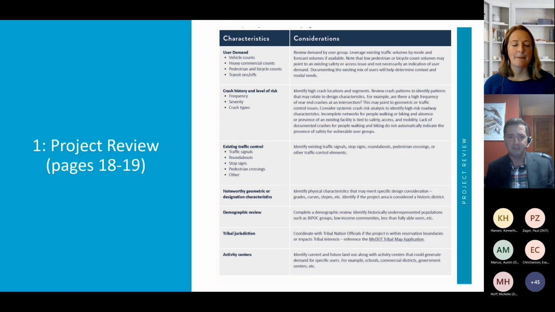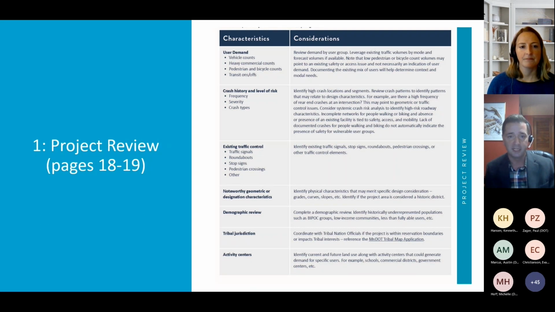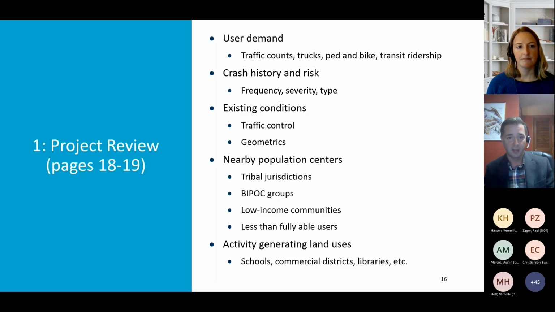So we're going to do kind of a deep dive into each of those steps. And then the next session is we're actually going to do some practice with the tool in a case study in our small group. So we're going to get to play with this a little bit. But here's the first step. It's the project review. You can see the pages in the handbook if you're following along. I don't expect you to read all the details in this table, but I want you to know that it exists because it's what provides the guidance for step 1.